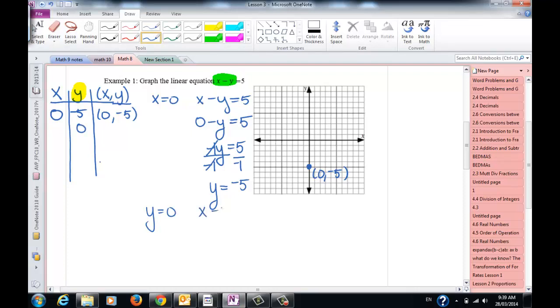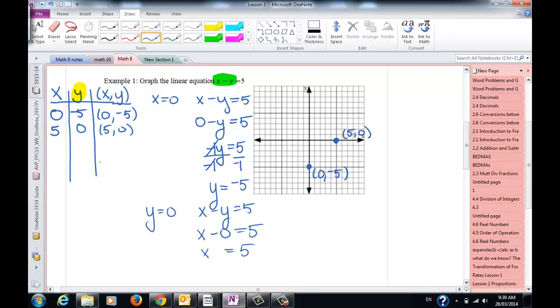So the equation was x minus y equals 5, and wherever I see a y, I'm substituting a 0, and x minus 0 is just x, so x equals 5. So when x equals 5, y equals 0, our point is 5, 0. Remember, it goes in alphabetical order, x and then y. I'm starting at the origin, I'm moving 5 in the positive direction and 0 vertically, and I'm going to label it.